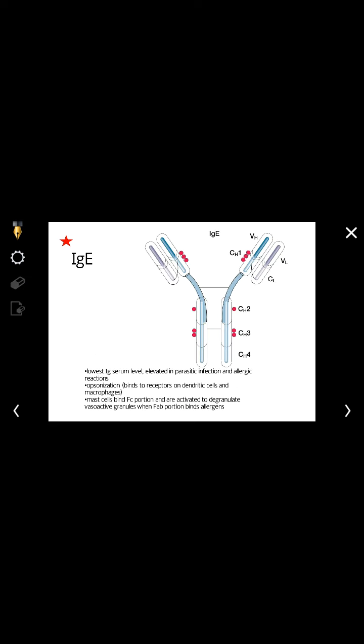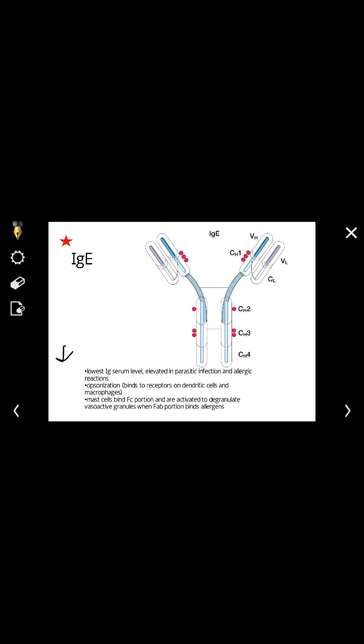Immunoglobulin E is the lowest serum level immunoglobulin, so it's the lowest one that you can find, and it is elevated in parasitic infection and allergic reactions. It sounds like this is important to eosinophils, but I don't want to say that. It's too much to say.